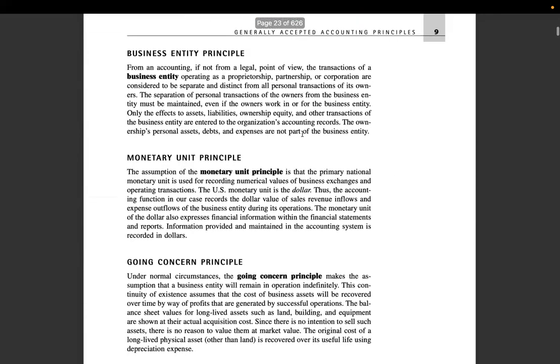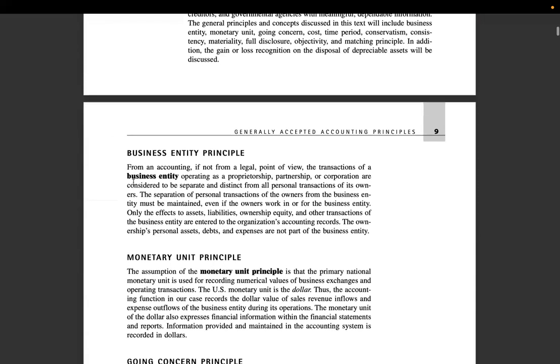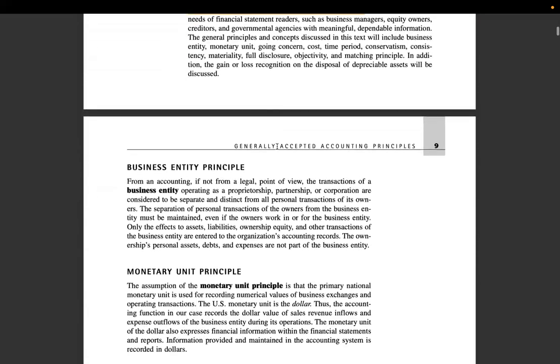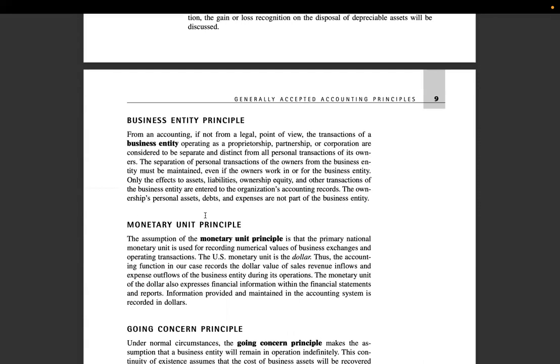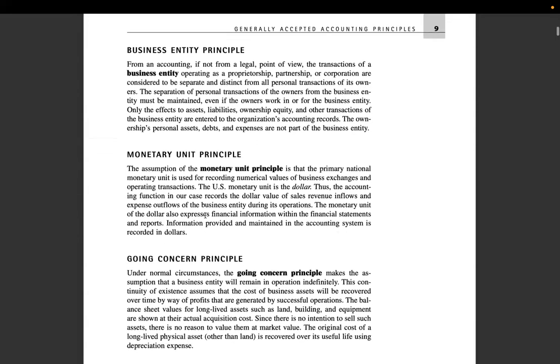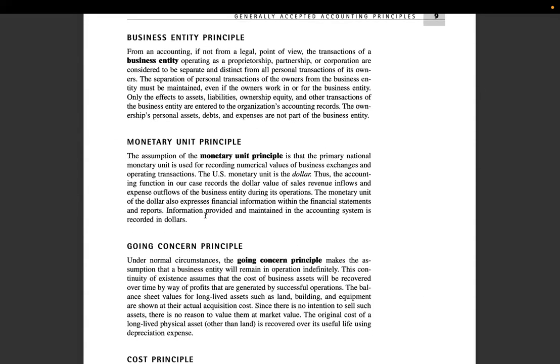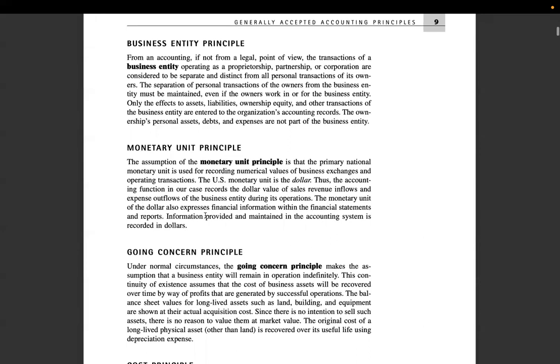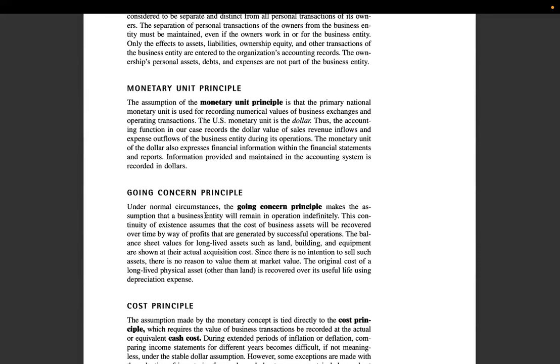Again, titles: monetary unit principle, business entity principle. You know what that means, right? You've got to have the entity identified, whether it's a sole proprietor, a corporation, an LLC, stuff like that. So the equity part can be identified. Also, equity means ownership, having a claim for the benefit from the business, which is called stakeholding.